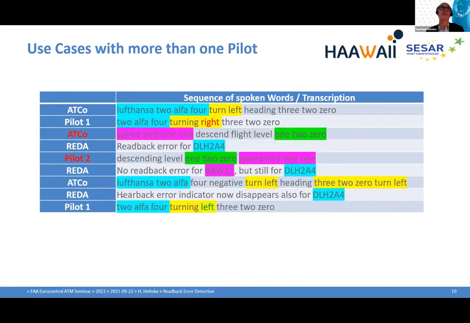Let's hope that the pilot then corrects the readback before the ATCO gives the command again to turn left, so that he says turn left. Then of course we expect that the readback error indicator disappears. You have seen that it is not so simple, just having one use case. Many use cases exist which need to be considered by a readback error assistance system.